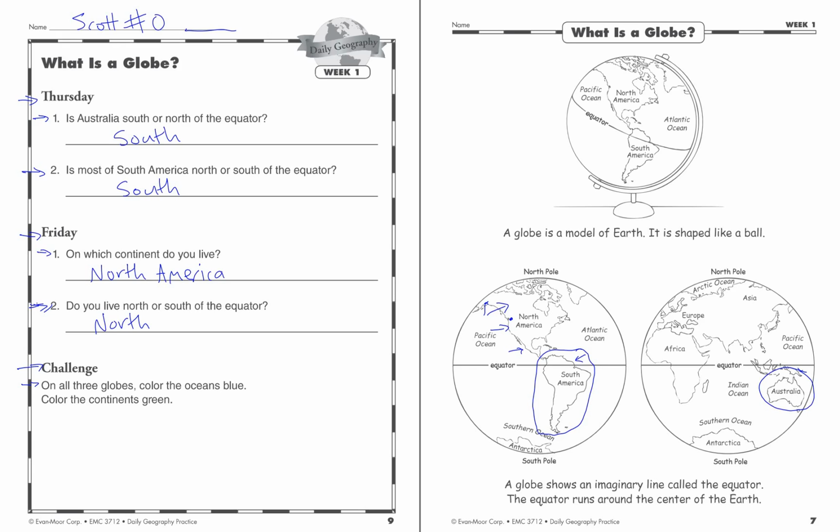All right, and then I'm excited to see how many of you took on that challenge of coloring the globes. So that'll be fun to see. So good job, you guys. Make sure that you have all those fixes done. And that is the end of Daily Geography Week 1. Great job.